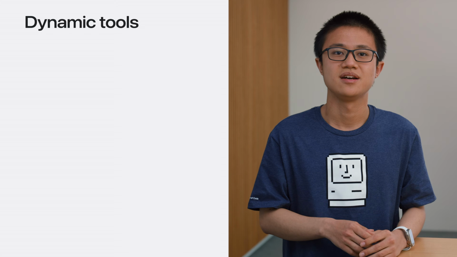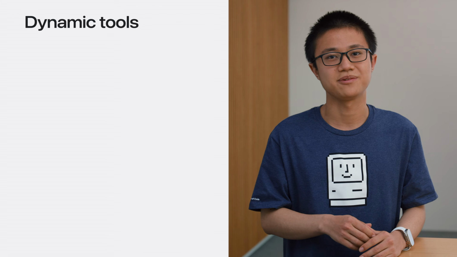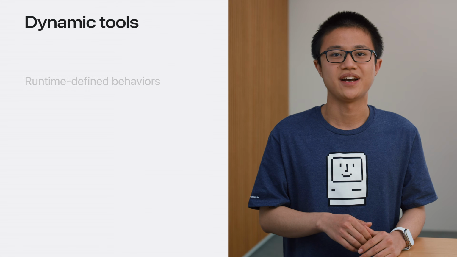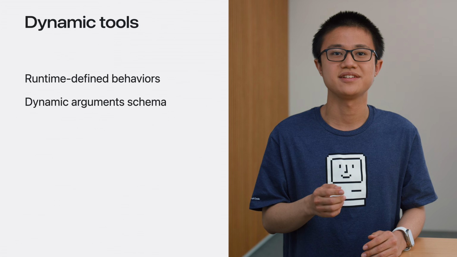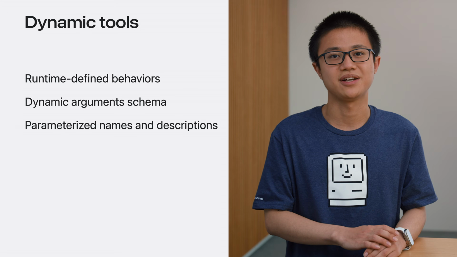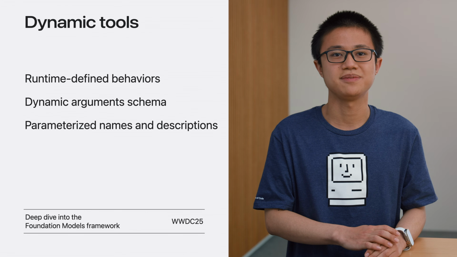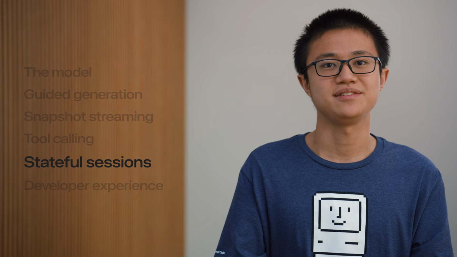The examples I've shown here demonstrate how to define type-safe tools at compile time, which is great for the vast majority of use cases. But tools can also be dynamic in every way. For example, you can define the arguments and behaviors of a tool at runtime by using dynamic generation schemas. If you are curious about that, feel free to check out our deep dive video to learn more. That wraps up tool calling. We learned why tool calling is useful and how to implement tools to extend the model's capabilities. Next, let's talk about stateful sessions.